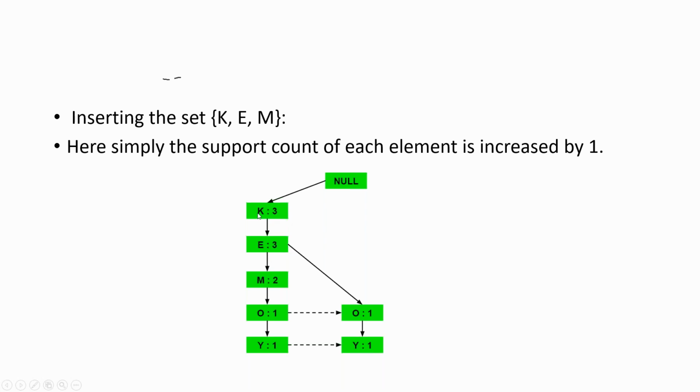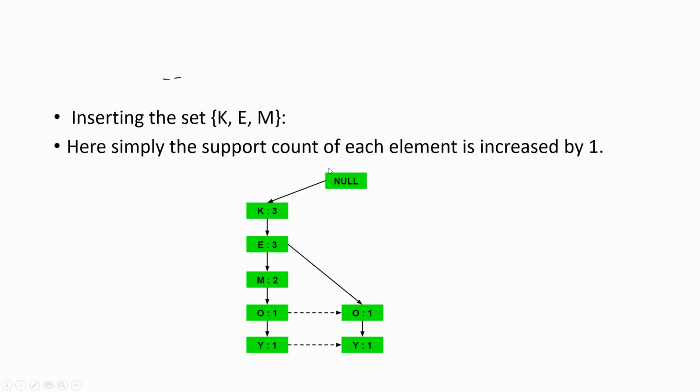The count for K will now be from 2 to 3. The count for E will now be from 2 to 3. The count for M will now be from 1 to 2. That's how we inserted this KEM here. We do not have to create any new node for this item set KEM because it is appearing in that frequent tree in the same manner it is appearing in our frequent item set.